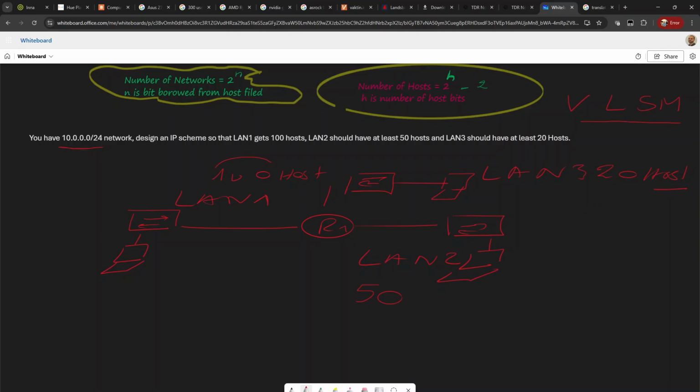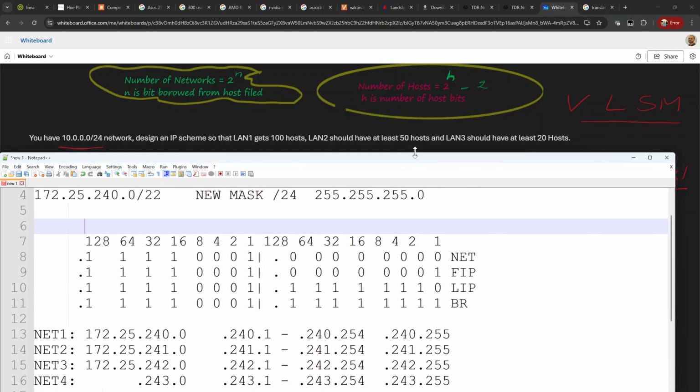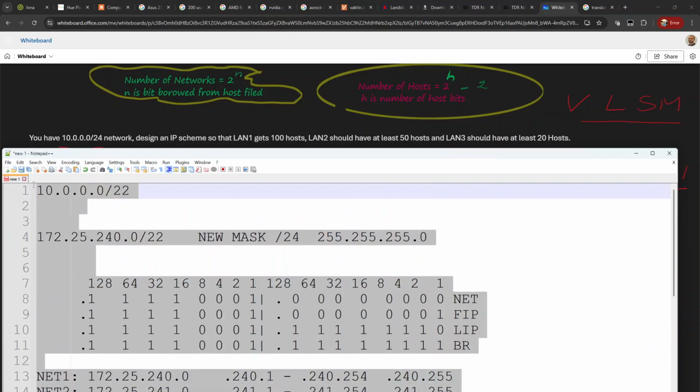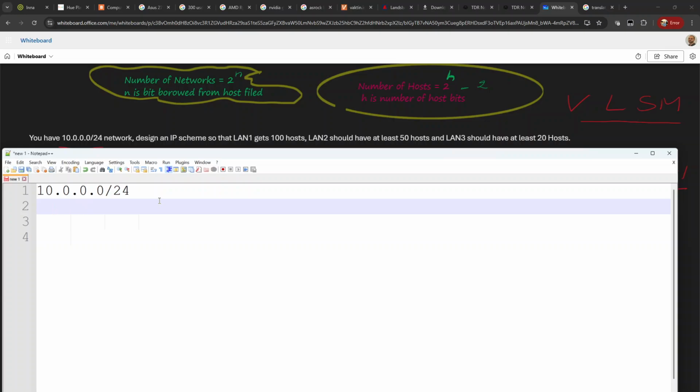So let me grab my Notepad++. Let me minimize my window, like this, and then delete all this stuff right here. The IPv4 network that we have is 10.0.0.0/24, the original mask /24. So we have 24 bits in the network field and 8 bits in the host field. We are interested in the host field, so let's draw the host bits. The host bits are 8 bits, as you can see.